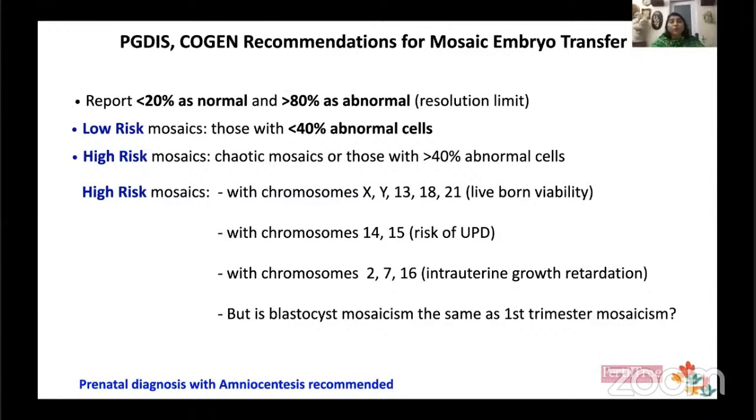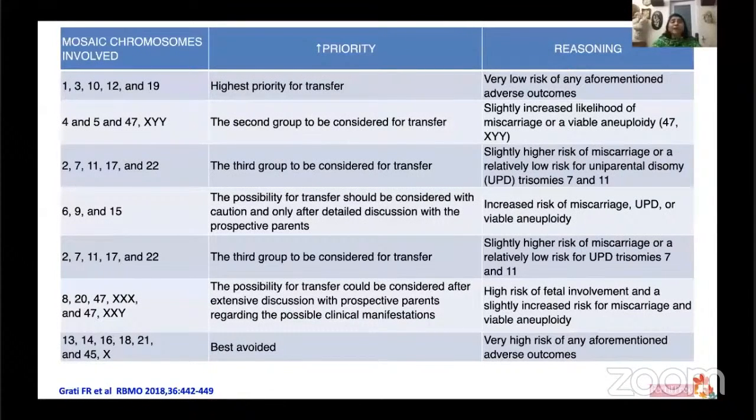When you are faced with no normal embryo, there are the PGDIS and the Cogen criteria. Sorry, this is for mosaicism. What they say is that low risk mosaics are less than 40%, high risk are greater than 40%. And within that they also have criteria for which mosaic embryos one should transfer first, so you get a live born viable baby. So this is a chart which you should keep in front of you when you are treating patients who have mosaicism. Now, if there are aneuploid embryos, then what do you do?